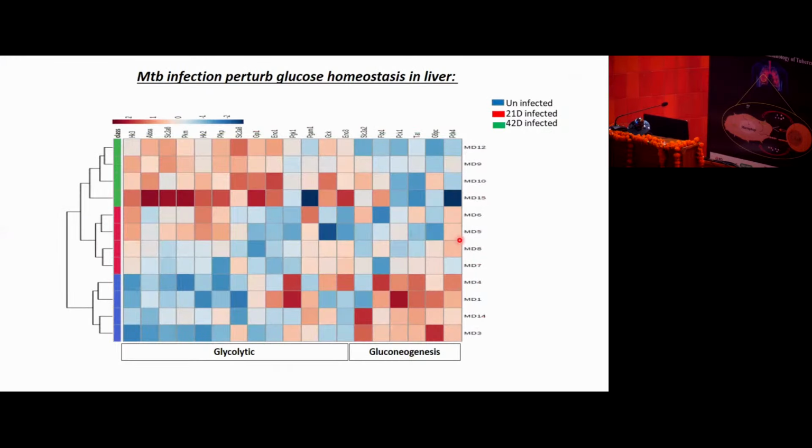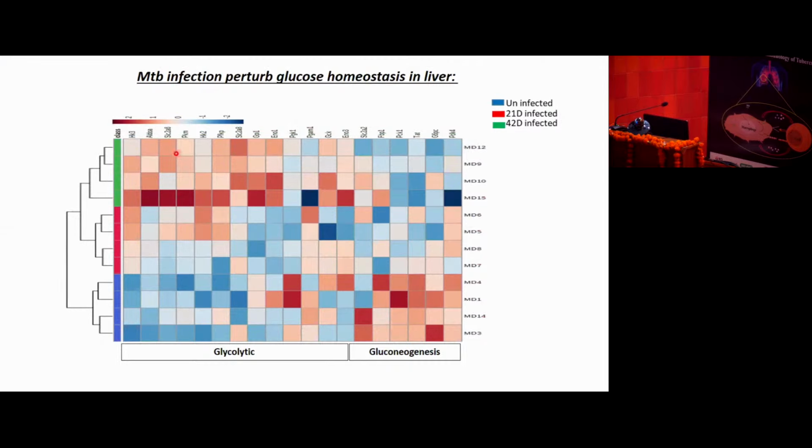Yeah, because we found that there is a response in the carbohydrate pathway in the liver, and we know that the liver produces 90% of the endogenous glucose of the body. So we are going to see how TB infection influences the hepatic glucose production. If you look here, you can see that these are the glycolytic genes, and these are the gluconeogenic genes, the glucose production genes.